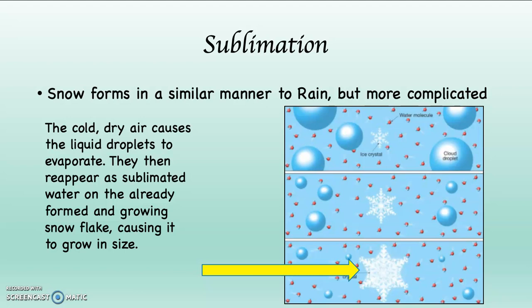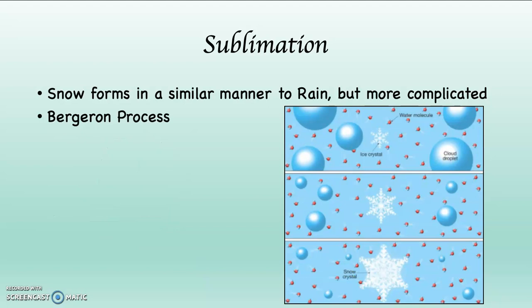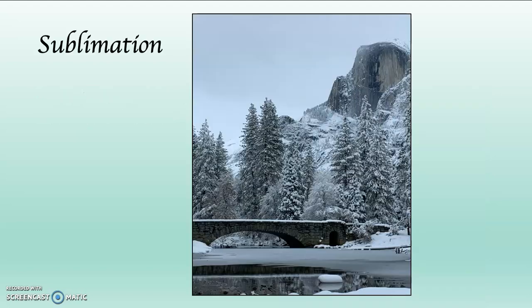Eventually, it turns into a full-blown snowflake, and then it begins to fall to the ground because it can no longer be held up. It's not buoyant anymore. It's gained too much mass and too much weight. This is actually called the Bergeron process after, I think it was a Norwegian meteorologist who discovered it and figured it out. You know, if you discover something, it gets named after you.